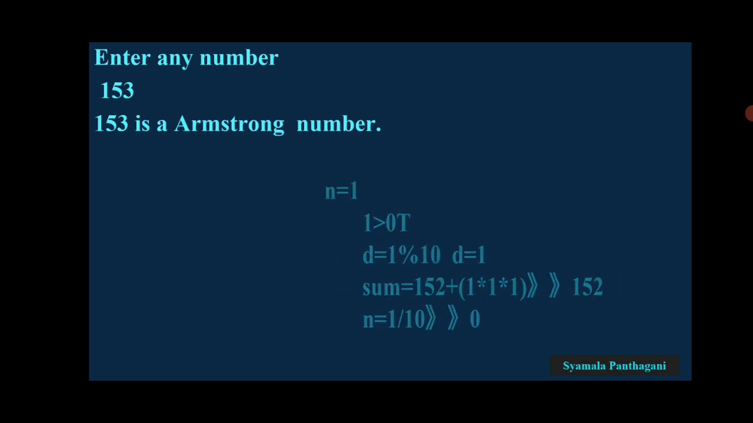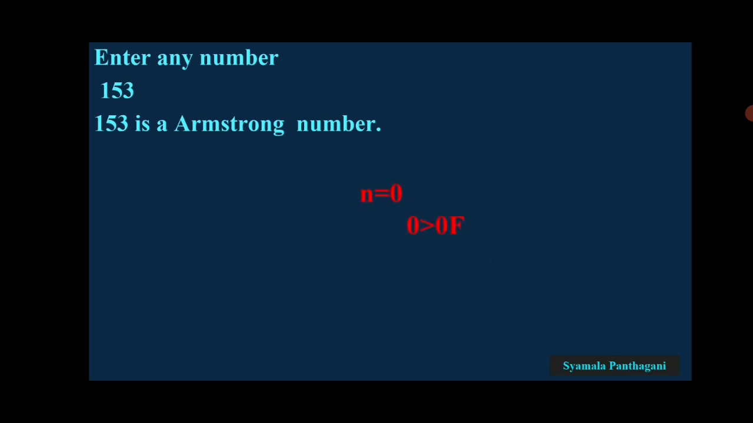Now come to the next iteration. N is equal to 0, no? That's why the condition, 0 is greater than 0, is false.